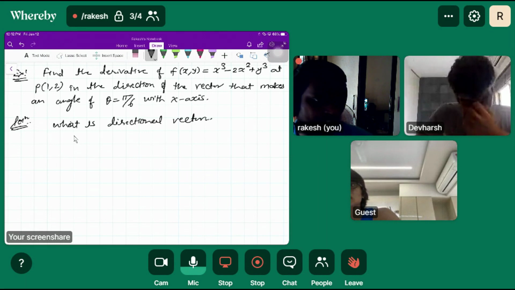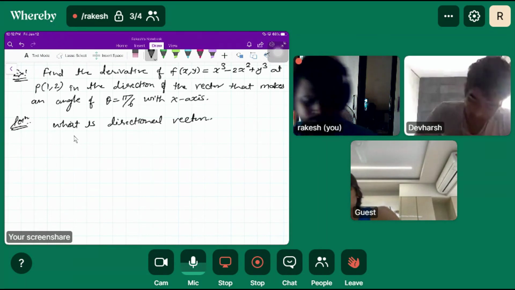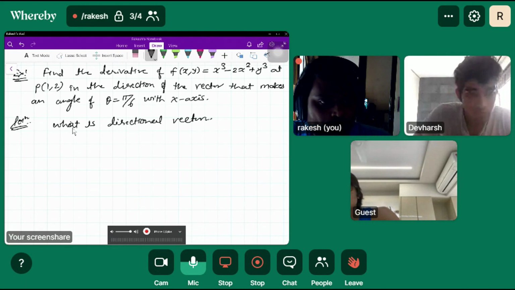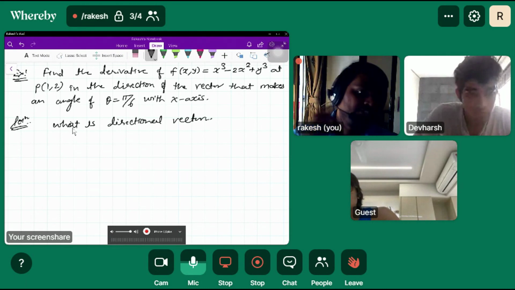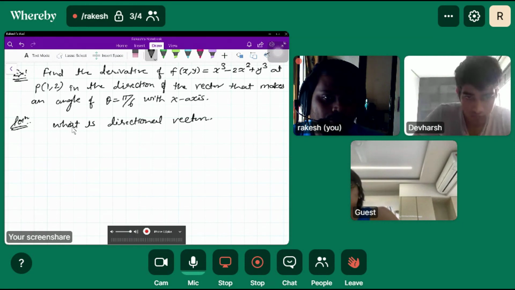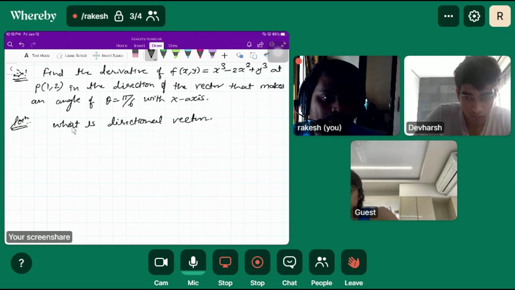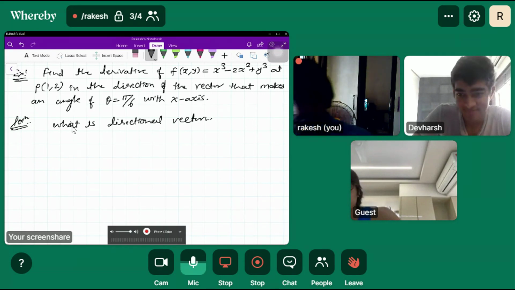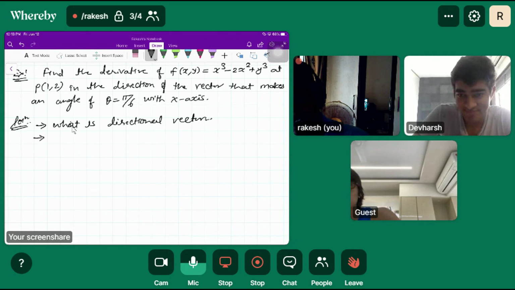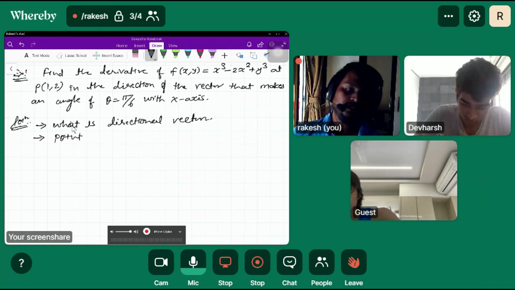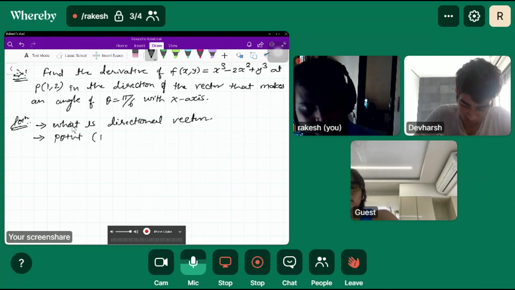See, we require only two things. To find the directional derivative, we require two things. One, a point on the surface. Second, the direction. And the normal? Why normal? We only need the direction, so we need the vector. And a point. The point is given to us, which is (1, 2).